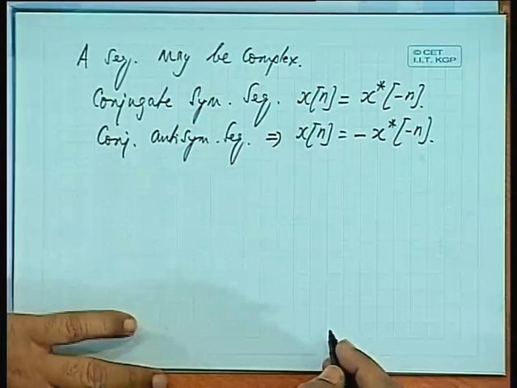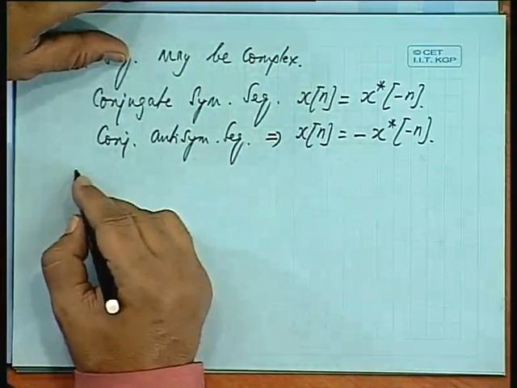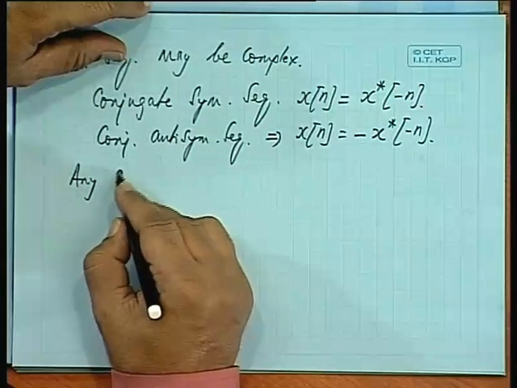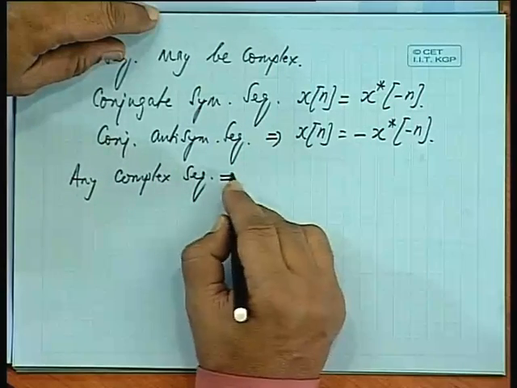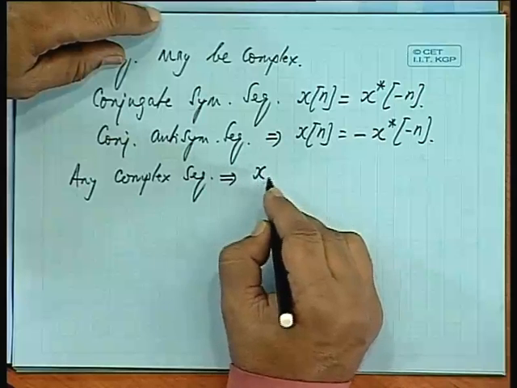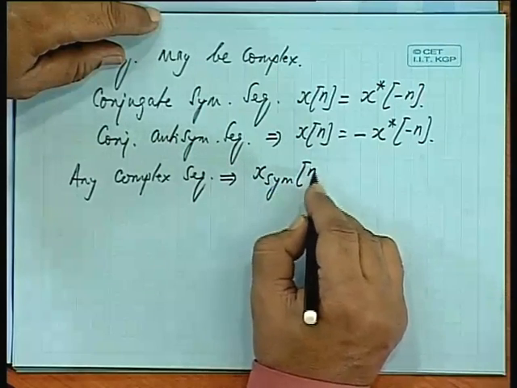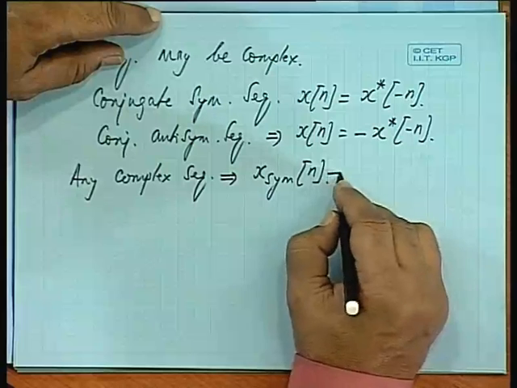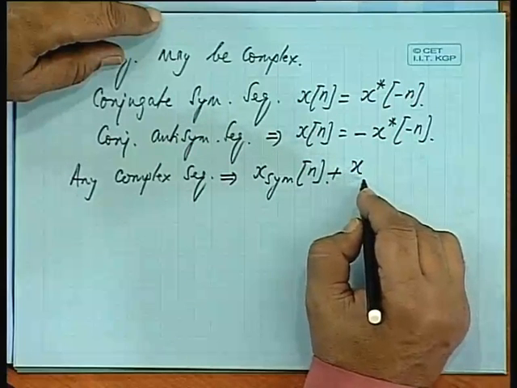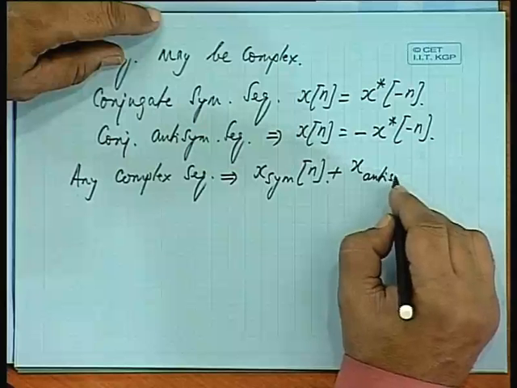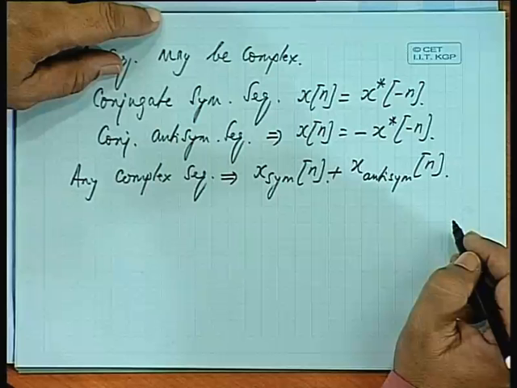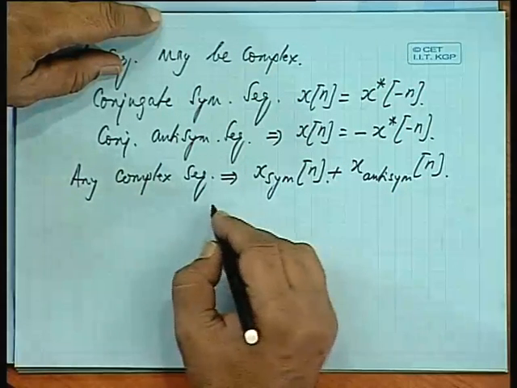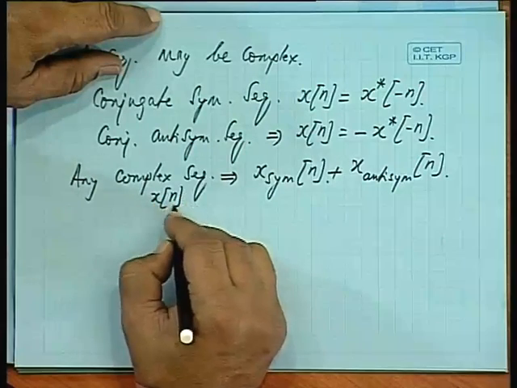Once again, any complex sequence can be written as the sum of a conjugate symmetric sequence and a conjugate antisymmetric sequence. So, any complex sequence x n can be written as this.